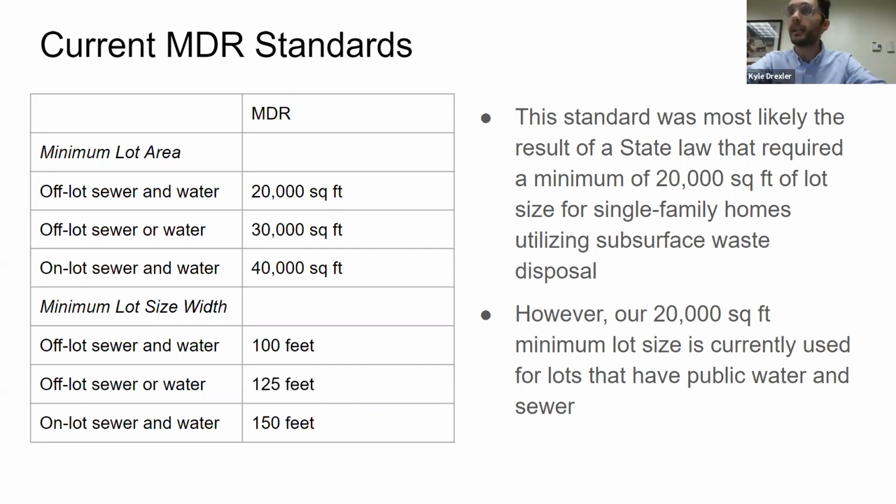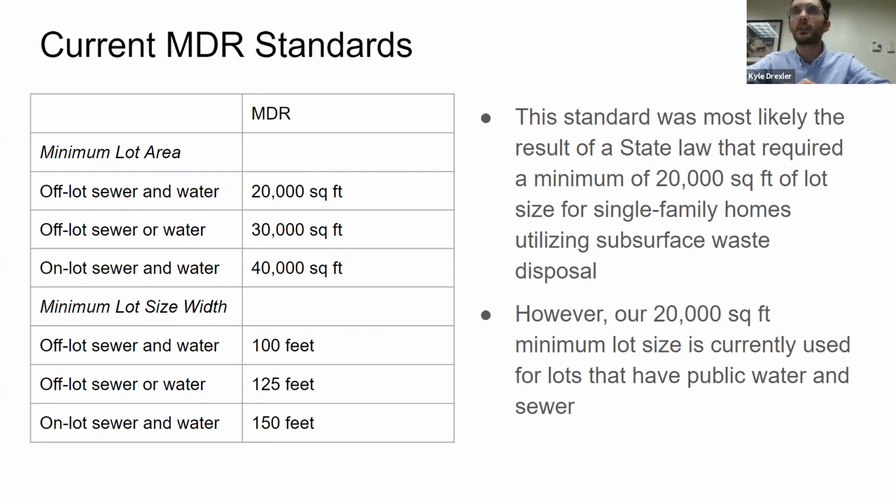But the MDR, as mentioned in that purpose a few slides ago, is primarily a district to be serviced by town water and sewer. So we're primarily concerned with the off-lot sewer and water line here. Right now, the minimum lot area in the MDR is 20,000 square feet. And the minimum lot width, which is essentially frontage, is 100 feet.